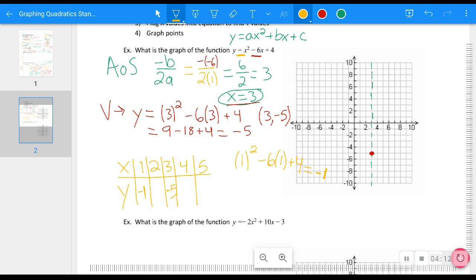And if we plug 2 in, we'll get 2 squared minus 6 times 2 plus 4. So 2 squared is 4, and 6 times 2 is 12. So 4 minus 12 will put us at negative 8. Plus 4 will leave us at negative 4. So that's going to be our y value for 2. Then if we plug in 4, it'll be the same process. Just plug it in for x.